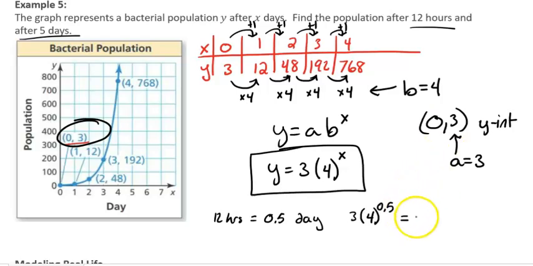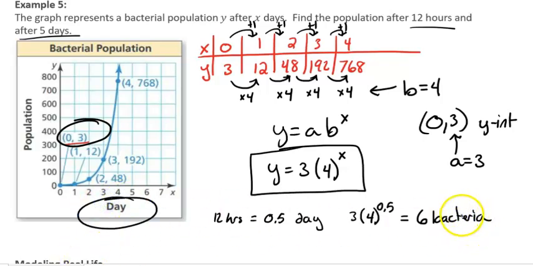And we get 6 bacteria. The reason we plug in 0.5 is because this is in days, and so 12 hours is half a day. That's why we don't plug in 12, because it's not in hours. Then when it wants 5 days, that's easy because it's already in days, so you just plug in 5. So 3 times 4 to the 5th is what you type in your calculator. So after 5 days, there are 3,072 bacteria.